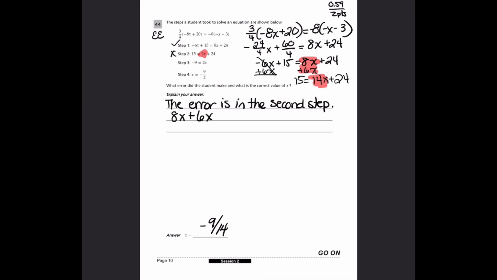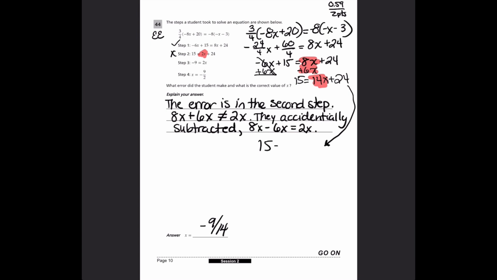8x plus 6x is not equal to 2x. They accidentally subtracted, and I'll just show 8x minus 6x is equal to 2x. All right, so there's their error. I found the first one, and now I need to find the correct value of x. So I'm going to continue on with my work. I'm going to draw a little arrow so you can follow along.